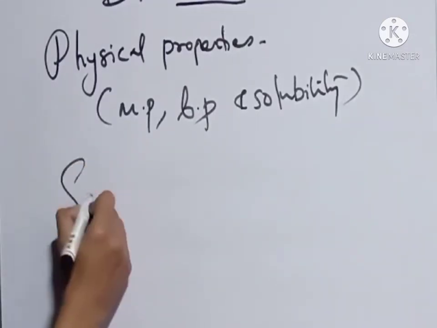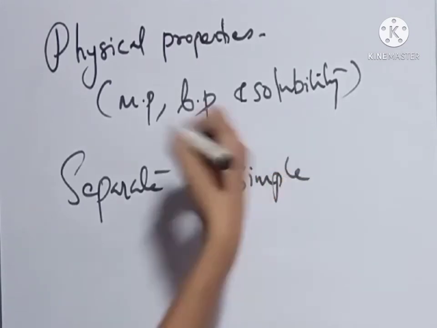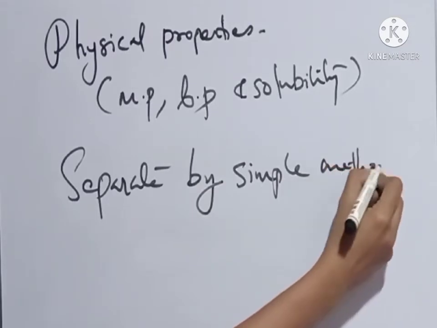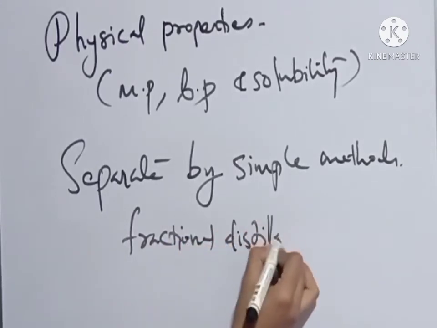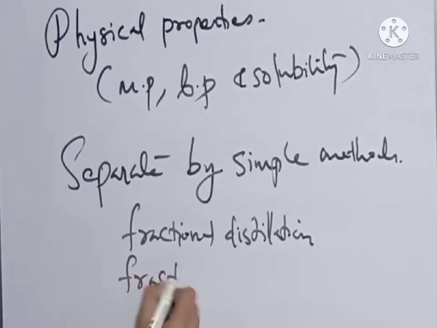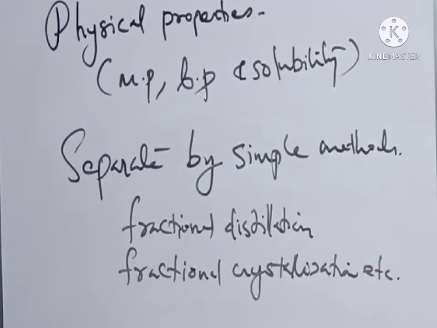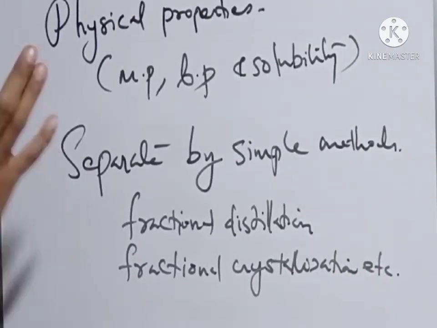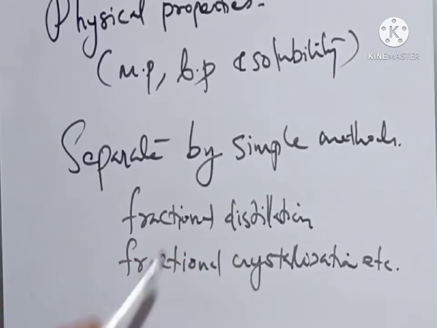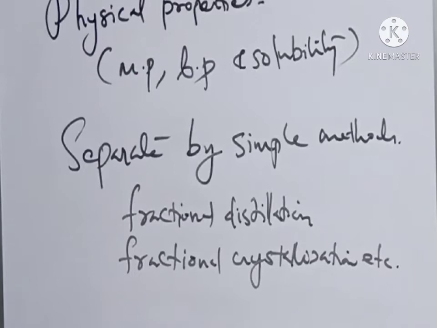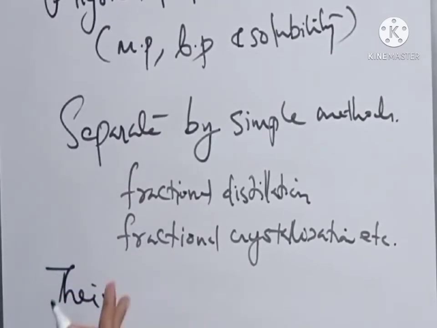So we can separate these diastereoisomers by using simple physical separation methods like fractional distillation or fractional crystallization, etc. Since the physical properties of diastereoisomers are different, we can easily separate these isomers by using simple physical methods like fractional distillation, fractional crystallization, etc. And if we study the chemical properties of these compounds, their chemical reactivity towards some reagents is different.